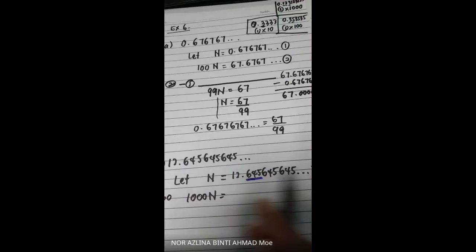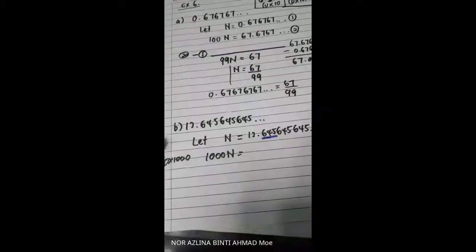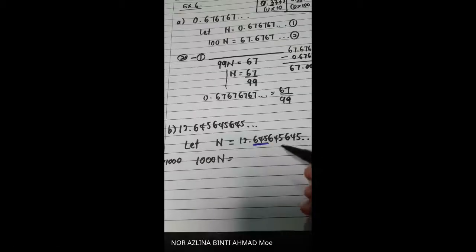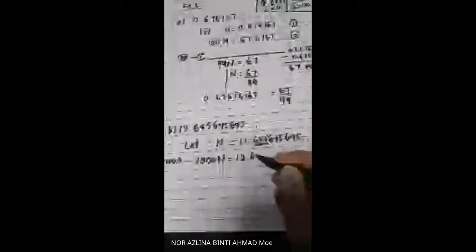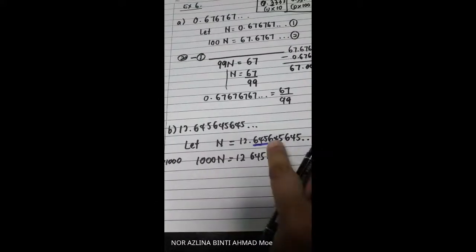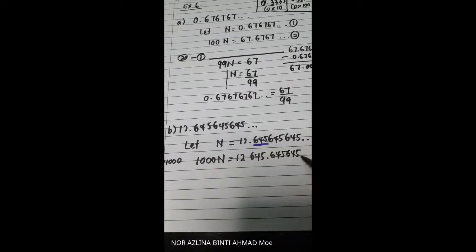So you will get... you all nampak video saya sangkut-sangkut ke? A little bit, teacher. Okay. So this is 12. Okay, multiply 1000, 645.